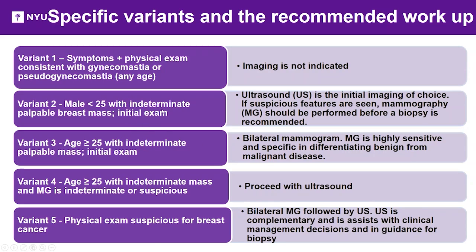Variant 3, same clinical scenario, but here now, age is greater than 25. Here, we're going to begin with a bilateral mammogram, and that's because mammography is highly sensitive and specific, differentiating benign from malignant disease. And then for variant 4, if it's someone older than 25 presenting again with an indeterminate mass that's already suspicious on mammography, we'll proceed to ultrasound. In the last setting, when we are suspicious, we're going to get mammography and ultrasound. They're complementary. Certainly after this, we'll figure out how to pursue the biopsy.